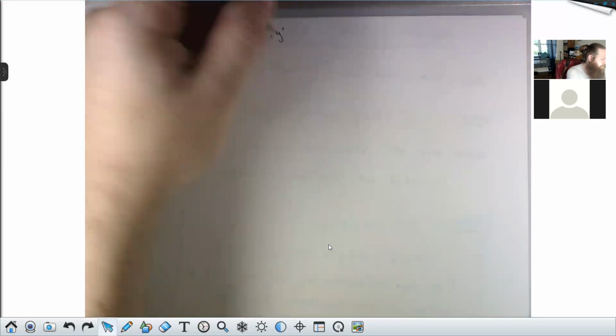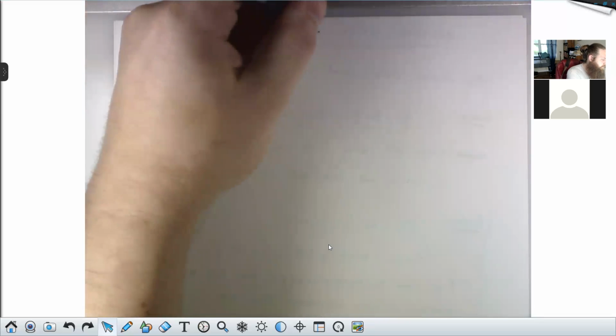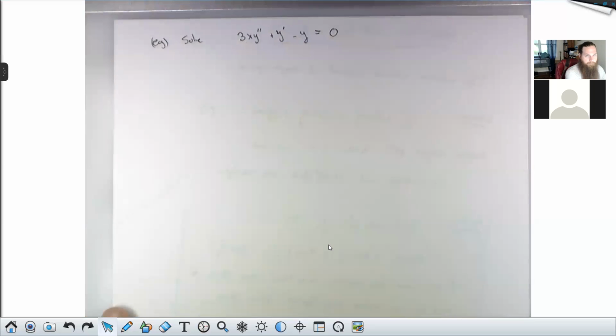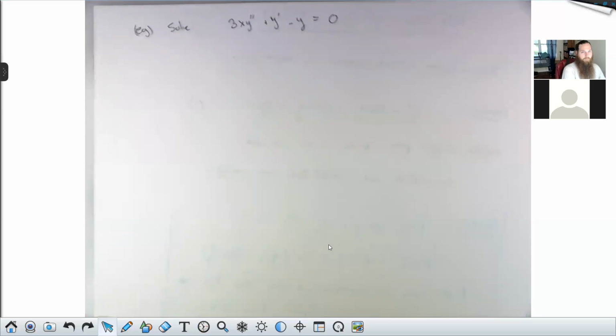Let's solve 3x y double prime plus y prime minus y equals 0. All right, this is not a constant coefficient equation. So truly none of our other methods will do the job here. It's a second order equation. It's got variable coefficients. Unless it's a Cauchy-Euler, we're pretty well out of luck, and this is not a Cauchy-Euler.